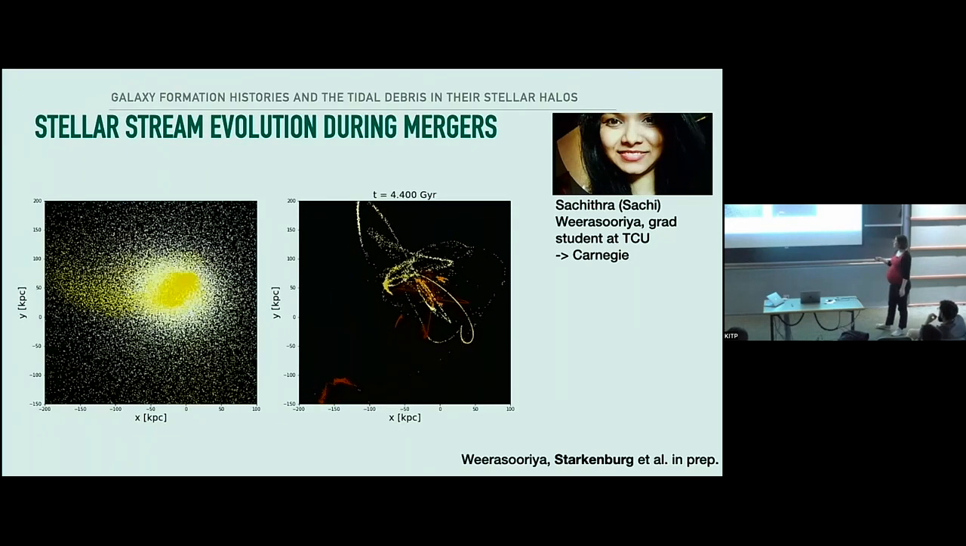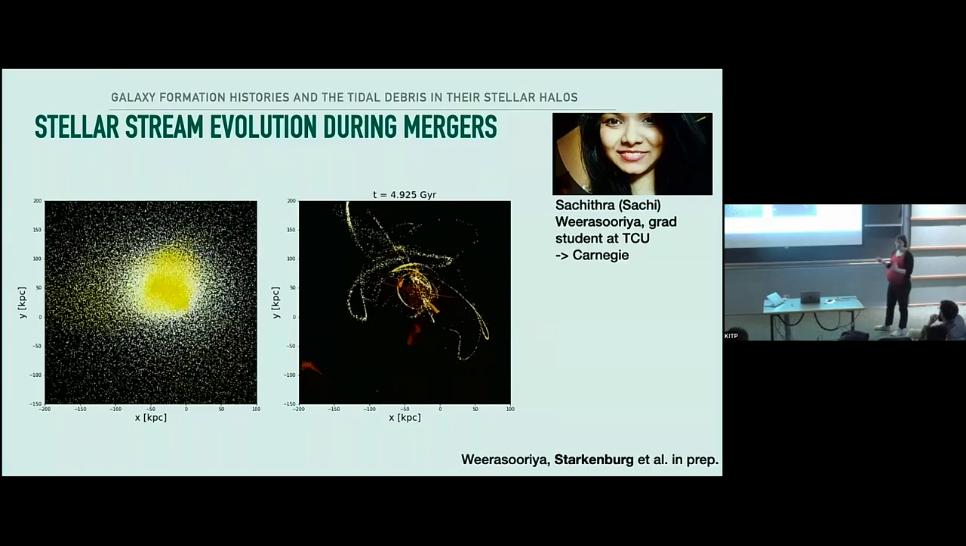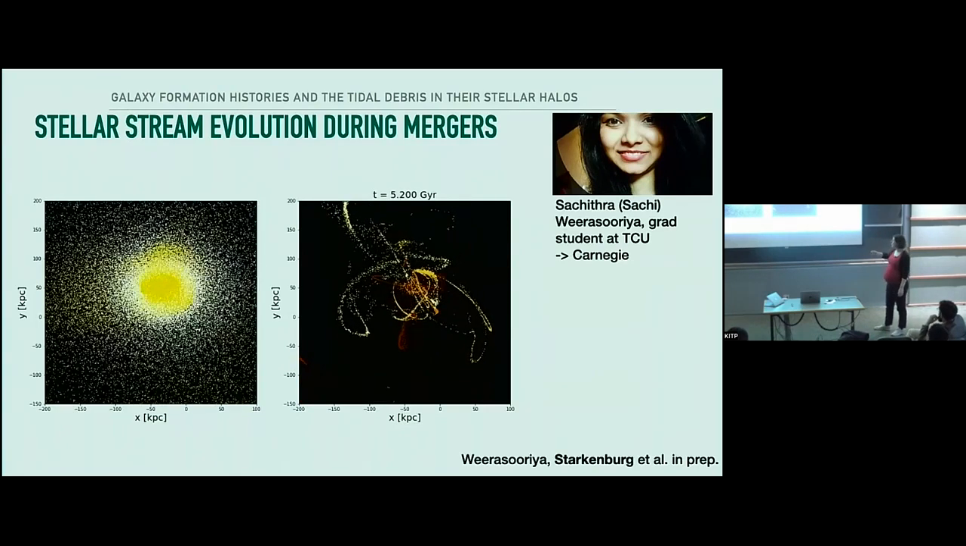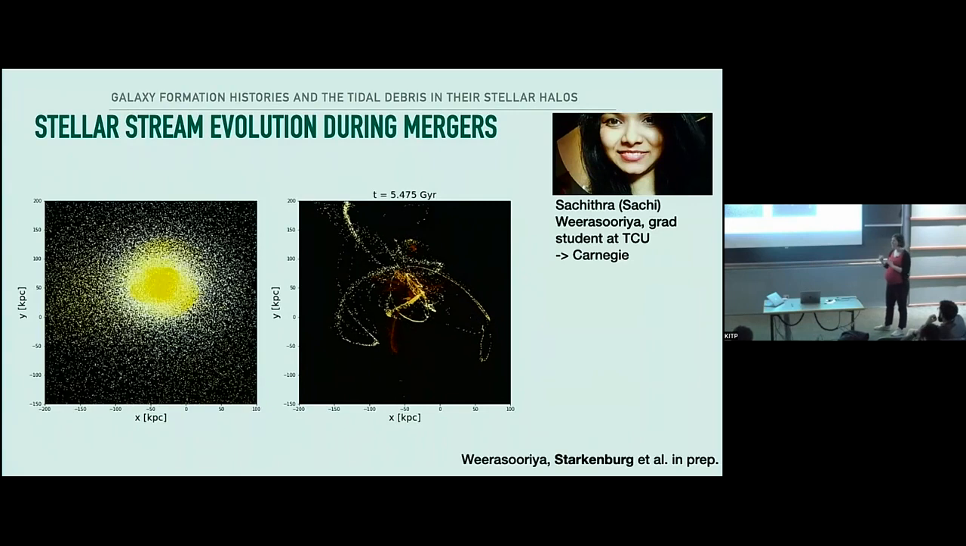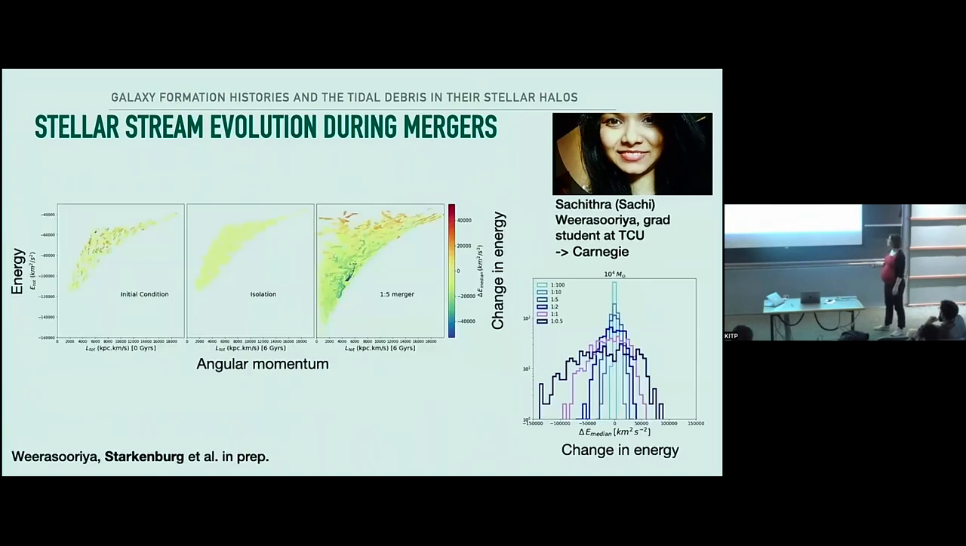And what you can see is the streams do crazy stuff. At least some of them. They move out, they change morphology. It can be very weird. And so we're trying to figure out what happens exactly. They move around in energy and angular momentum space, and they actually change in energy depending on the major merger that they experience.